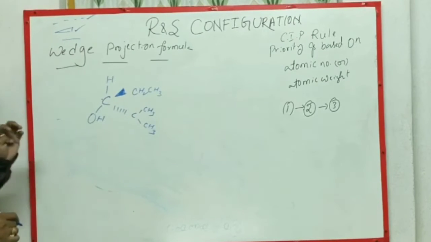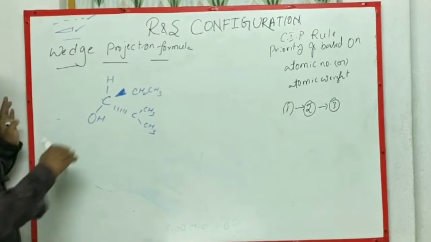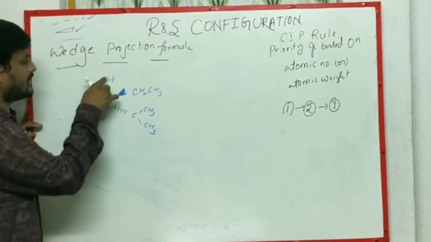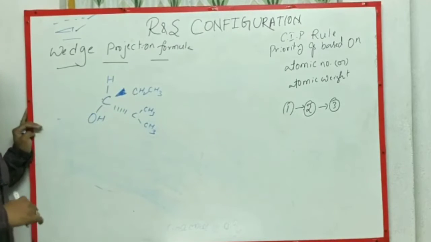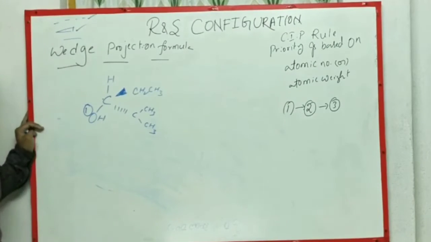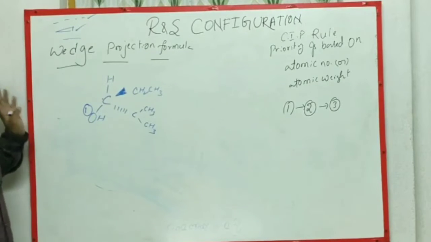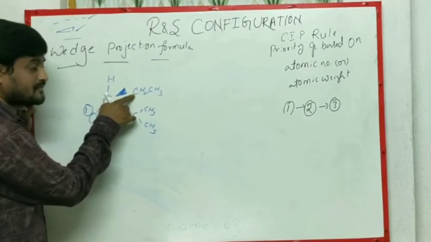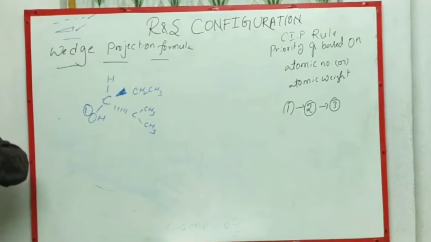Okay, first of all giving the priority. This carbon atom is directly attached to carbon, hydrogen, and oxygen. Then which one is the first priority? OH, because of the highest atomic number, oxygen. In case of second priority, here carbon is directly attached to carbon, here also carbon, then it goes to the next.